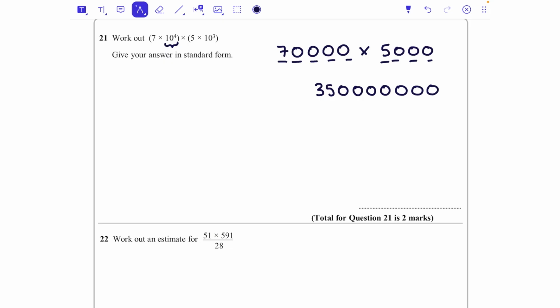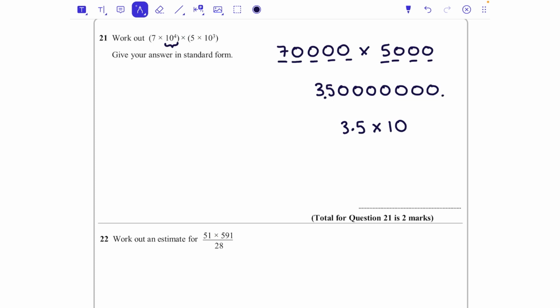Now we've got to write this number in standard form. And to write a number in standard form, it needs to be between 1 and 10. So 3.5 would be the digits that we need here. And we would times that by 10 to the power of something. Now, in this case, it's a really, really big number. We want the decimal point to be here.